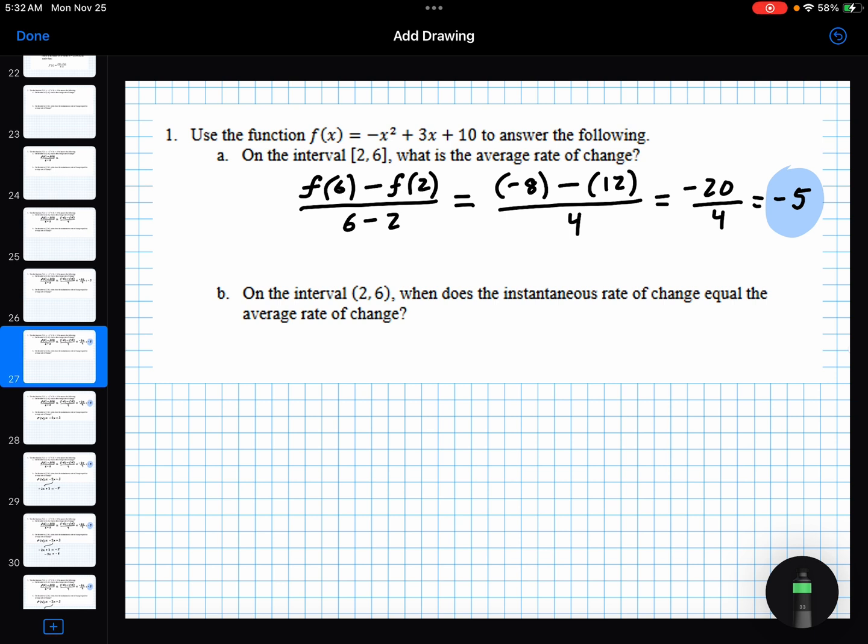Okay? Now, part B, on the interval from 2 to 6, they say open interval now, when does the instantaneous rate of change equal the average rate of change?